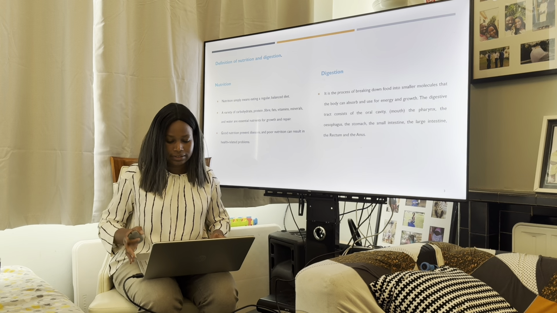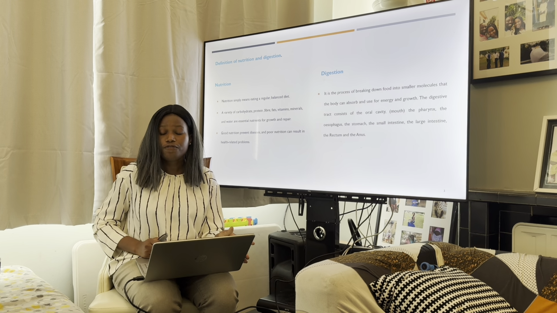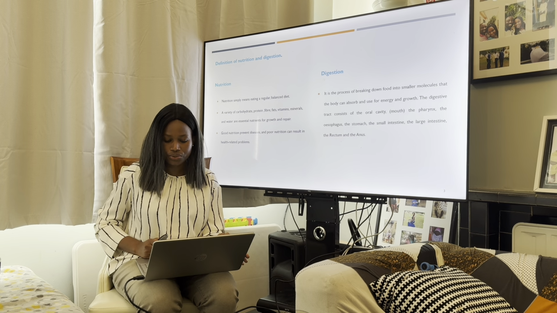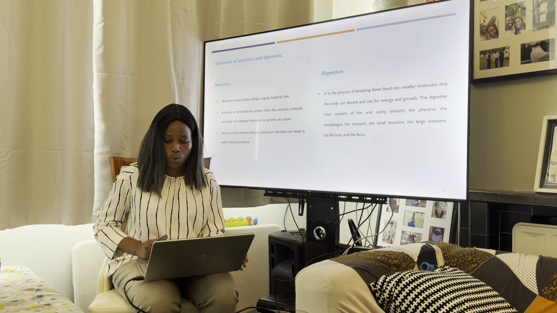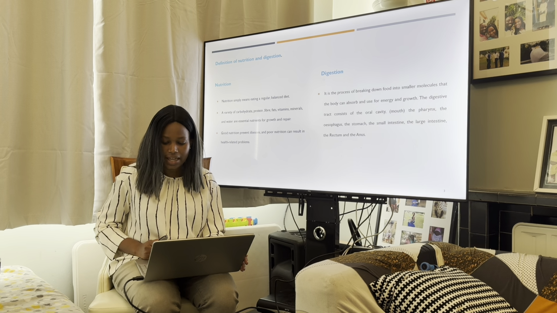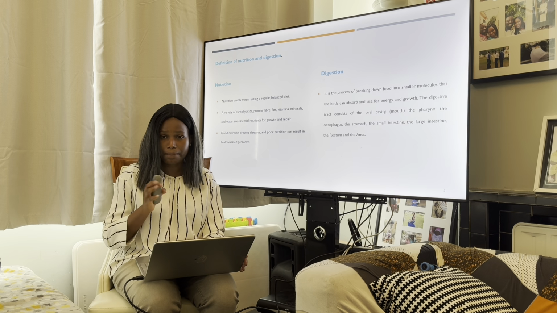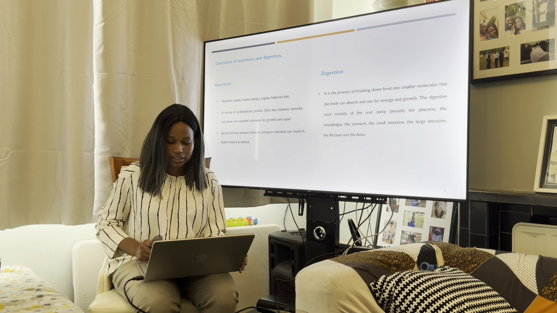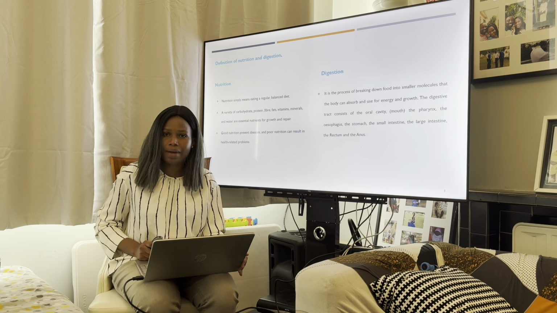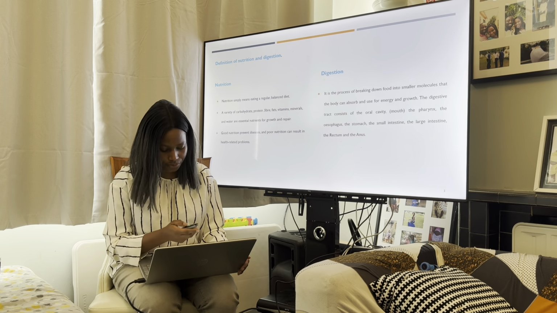Digestion, on the other hand, is the process of breaking down food into smaller molecules that the body can absorb and use for energy and growth. The digestive tract consists of the oral cavity, which is the mouth, the pharynx, the esophagus, the stomach, the small intestine, the large intestine, the rectum, and the anus.